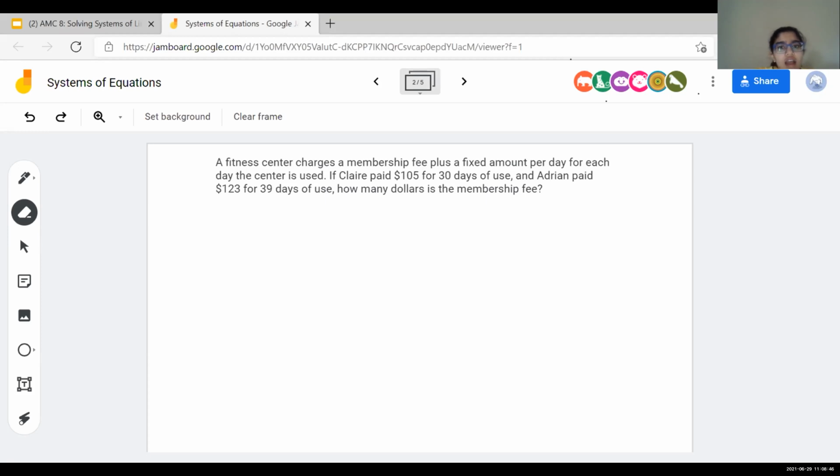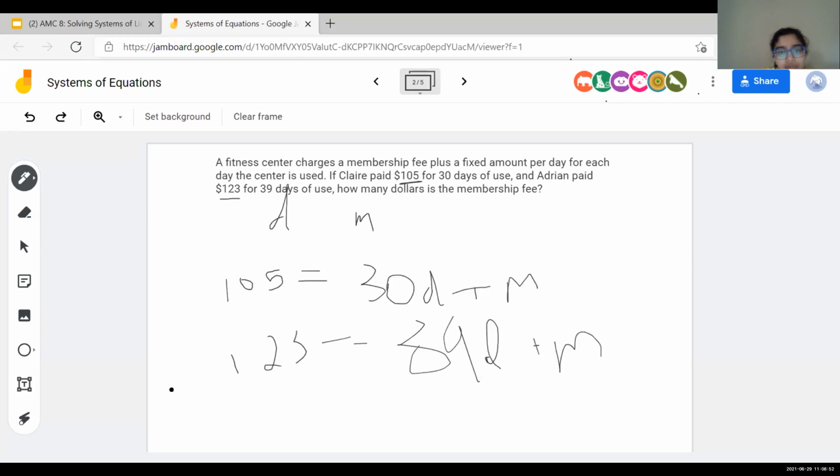Okay, Sai, I think you froze your screen and it's not showing. Okay, never mind. So now we can isolate M. So 105 minus 30D equals M, and we would get that, right?